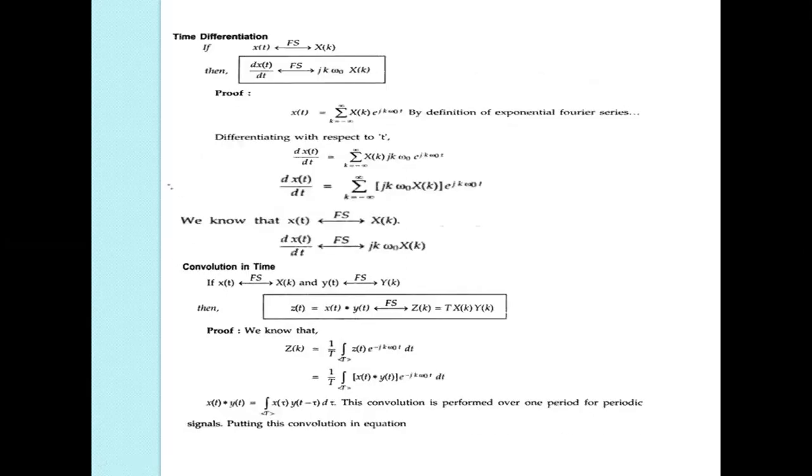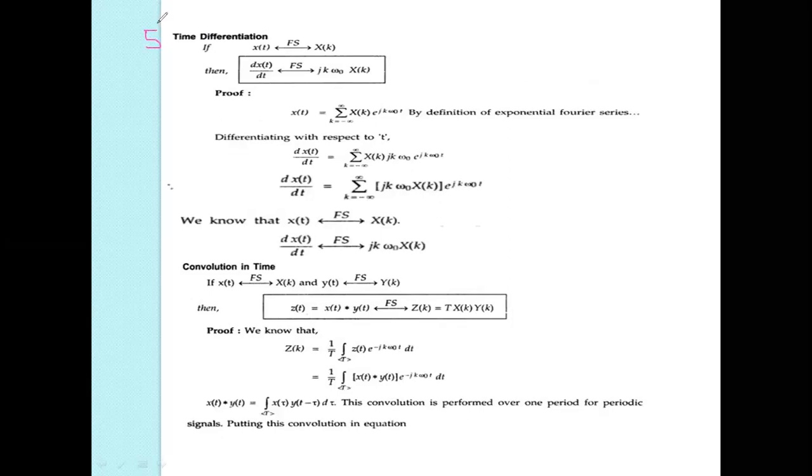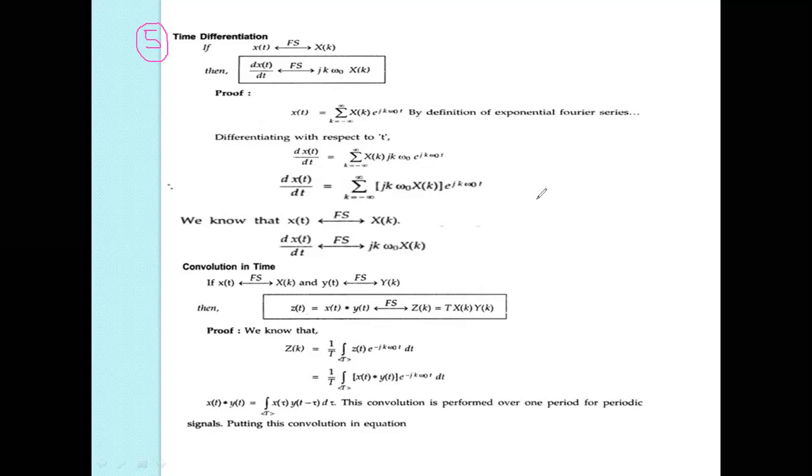Then, the fifth property here. It is also important, my dear students. Fifth property, time differentiation. Up to the four properties, we have been using the exponential Fourier series. There are two equations we have: one is the analysis equation and the other is the synthesis equation.